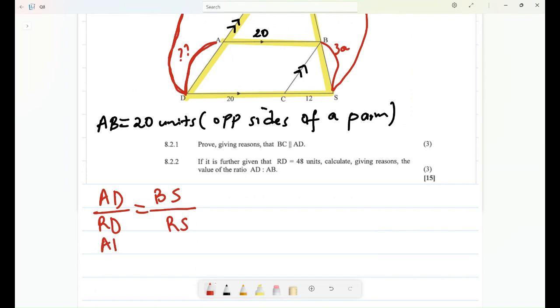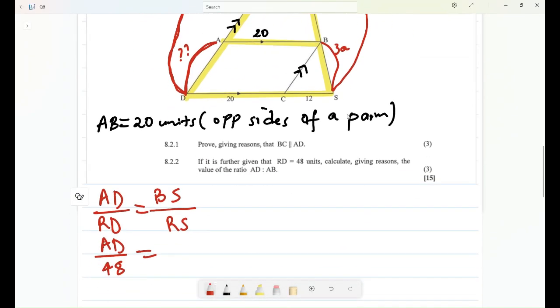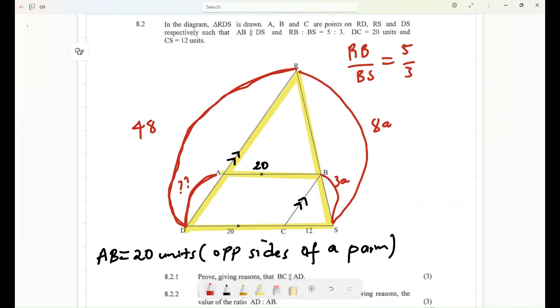So we can say AD is what I'm looking for, divided by RD. Now RD I was given as 48 units. It will equal BS. BS is 3. You can just say 3. Even if you say 3A, I'll show you something. Let's say 3A divided by RS. Can you see now? RS is 8A.